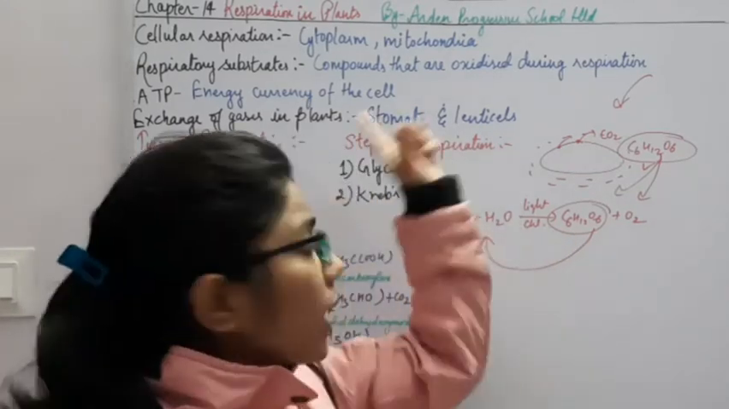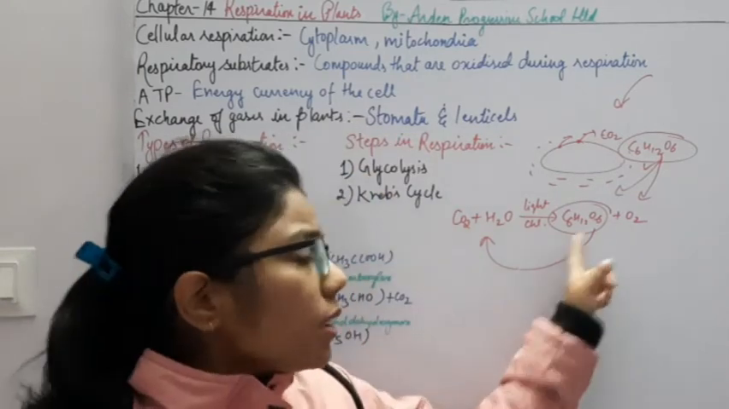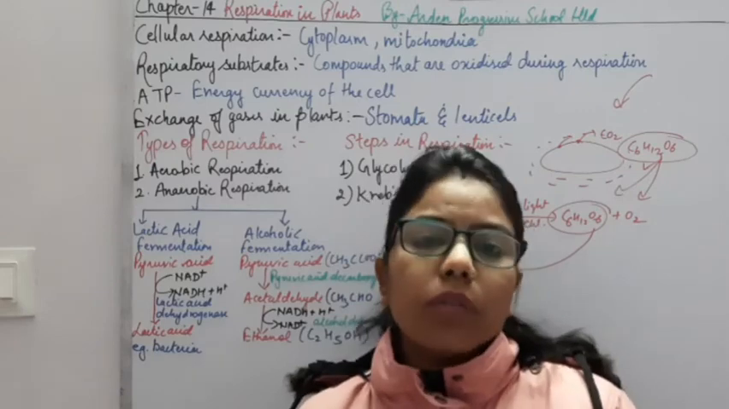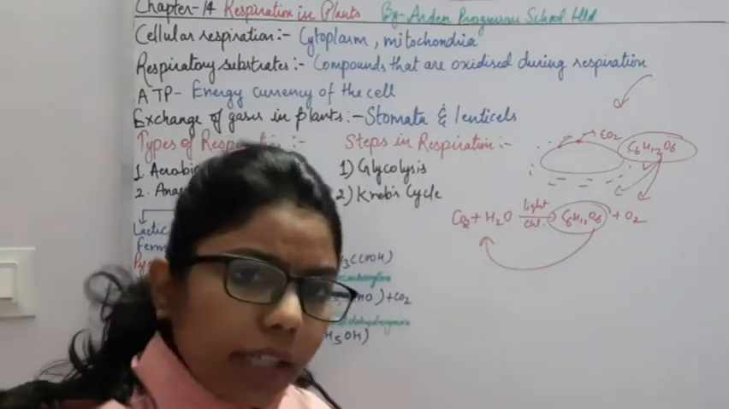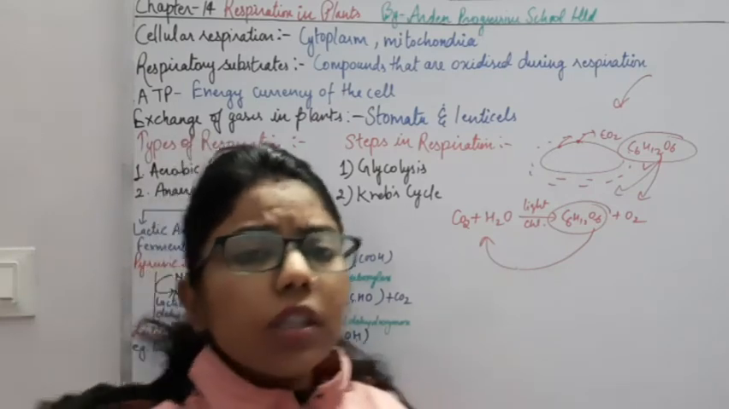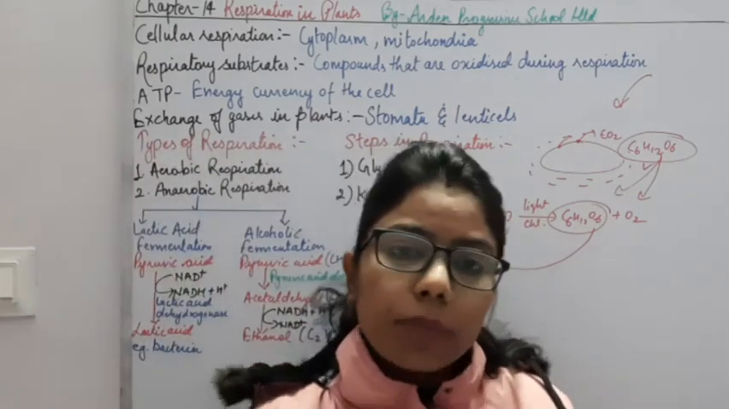It is a catabolic process. Why? Because it's a destructive unit. The glucose molecule will get broken down into simpler ones for yielding energy, right? So whatever is happening inside the cell is cellular respiration.